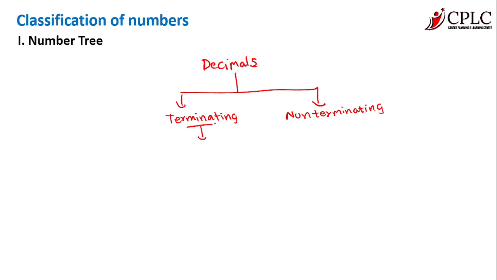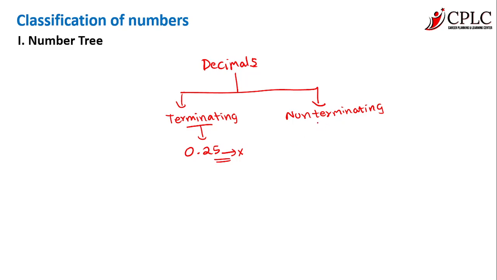So terminating. This word terminate means to finish, to end after a certain value. So terminating decimals are the ones that simply get over after a certain value. Example 0.25. Now, after this 5, there is no other value. So it stops at this part. It ends at this point. So all these numbers which end after a certain value are called terminating decimals.